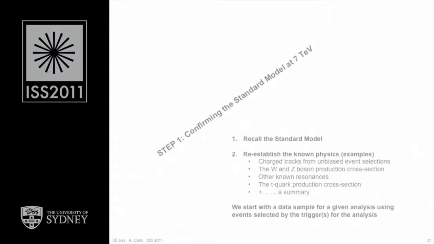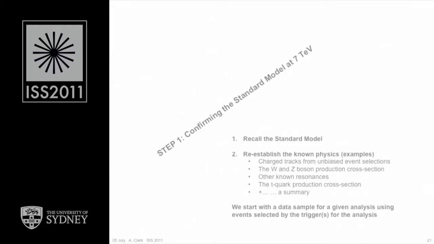So we're going to talk about the W and Z boson production. And then we're going to look at some other known resonances. And then we're going to rediscover the top quark. And then we're going to make a summary. This is confirming the Standard Model at this new energy of the collision of the LHC.